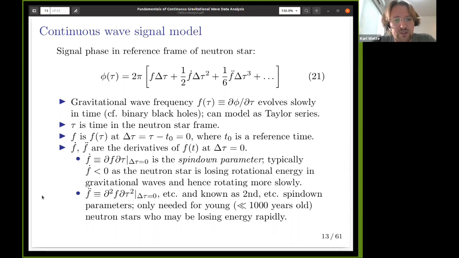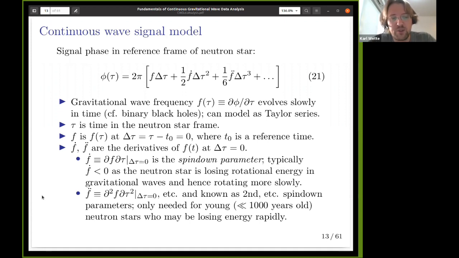So f dot is conventionally known as the spin down parameter. The name comes from the fact that as our neutron star is emitting gravitational waves, which transmit energy, the conventional model is that the energy comes from the rotation energy of the star. As it radiates gravitational waves, it loses rotation energy and starts rotating more slowly. So it's spinning down, hence the name. F dot tells us basically how fast it's spinning down. Typically we have f dot less than 0 for that reason.